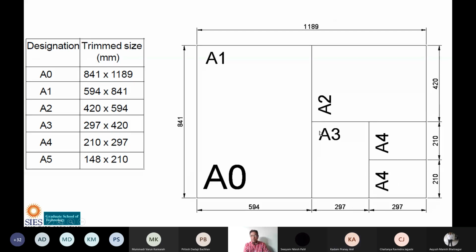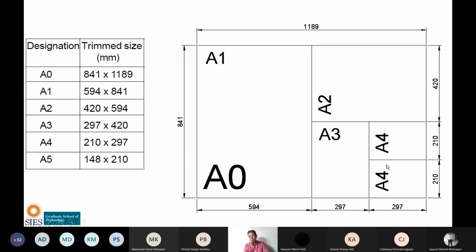Whenever I'm explaining something, I will be moving the cursor, so you have to mark the cursor movement. You can see A4 here, A4 here, and on the left-hand side you can see the designation. 210 into 297, in millimeters. The paper that you use for printouts is called A4 size paper.